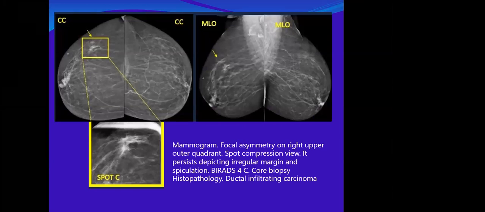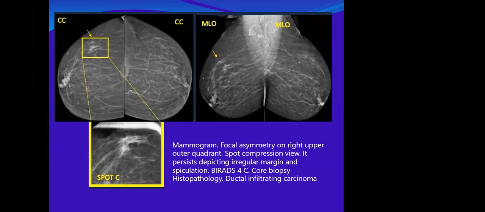Okay, and what about these patients here? There is focal asymmetry in the right upper outer breast. Spot compression demonstrates that it persists, depicting irregular margins and spiculations. If you look at the standard view, it is not as impressive as the spot compression view. So on the spot compression view, it will be BIRADS 4C. Core biopsy demonstrated ductal infiltrating carcinoma.